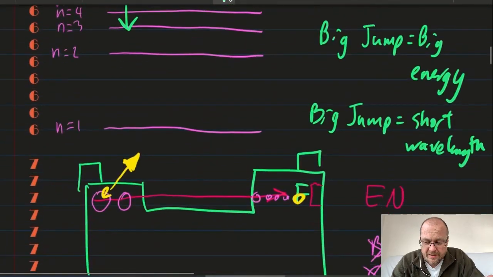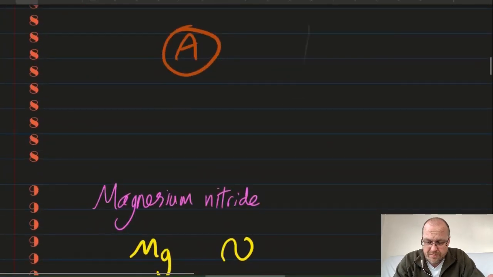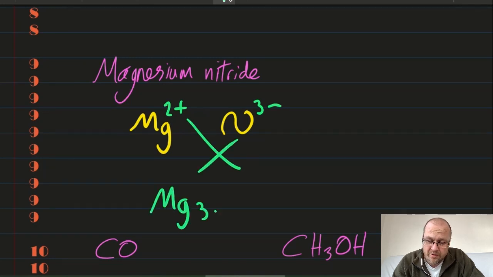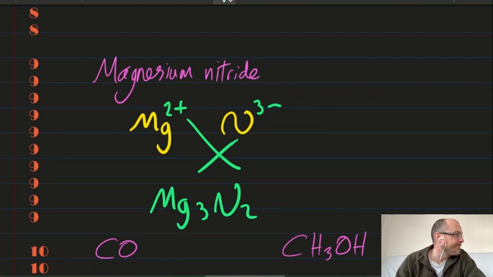So magnesium wants to lose 2 to become magnesium 2+. Nitrogen wants to gain 3, and you just use the crisscross method. Mg3N2. D. 9 is D.